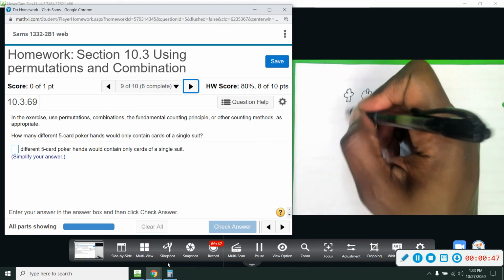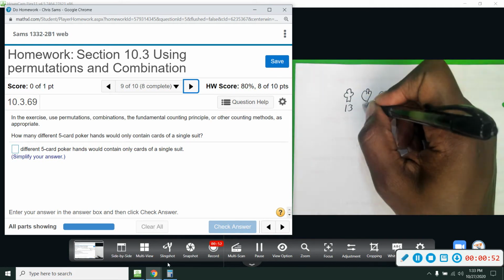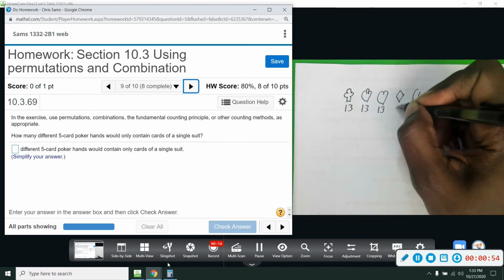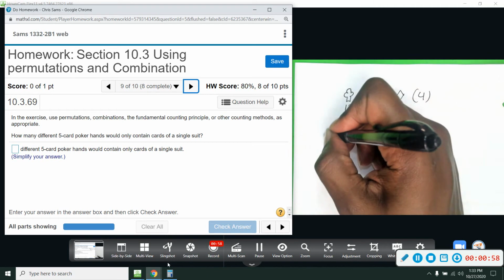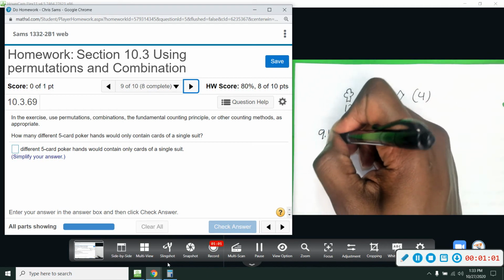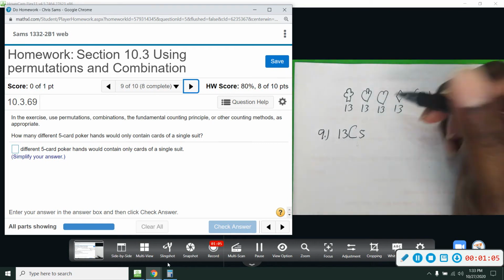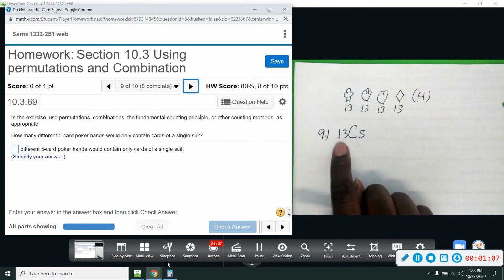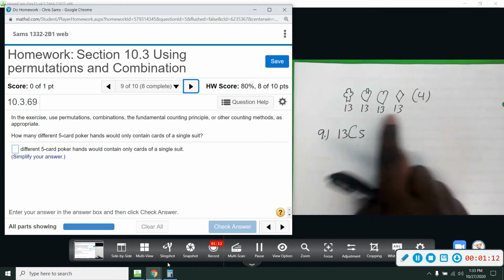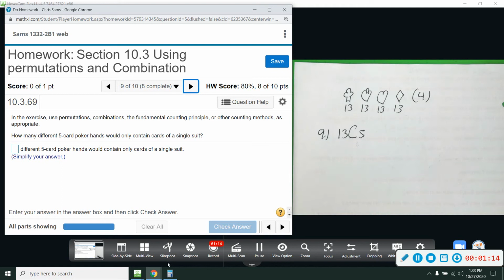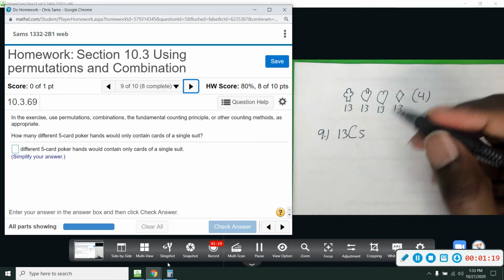There are 13 cards in each suit, and we're going to choose 5. So I'm just going to do this one time: 13 choose 5, because we want a 5-card hand. I'm using 13 because I'm considering that I'm only with clubs, or it could be any one of these. So 13 choose 5. How many ways can I get 5 cards and they be all clubs, for example?